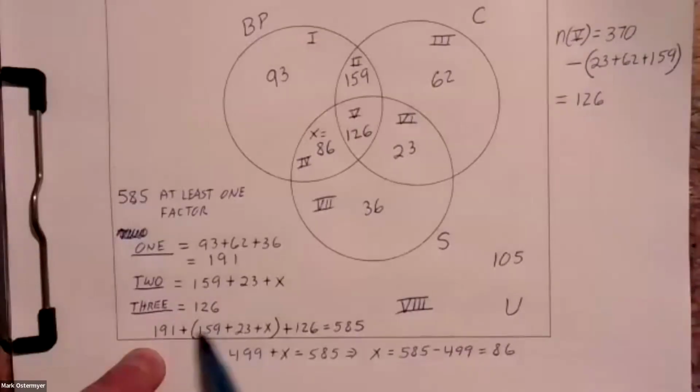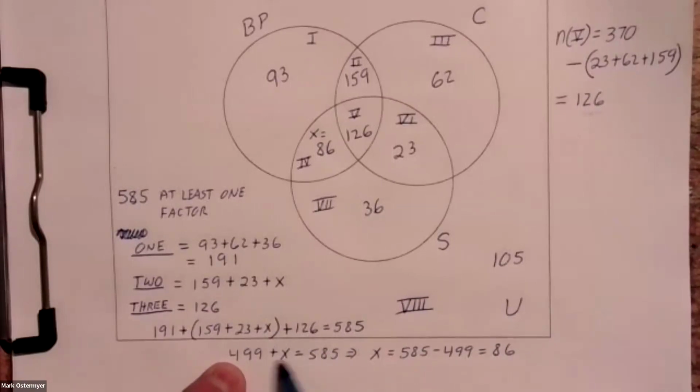585. Ladies and gentlemen, I really just have to solve this equation for what? For X. That's what it comes down to. So I added 191 to 159 to 23 to 126 and got 499. My equation collapses down to this now. 499 plus X equals 585.